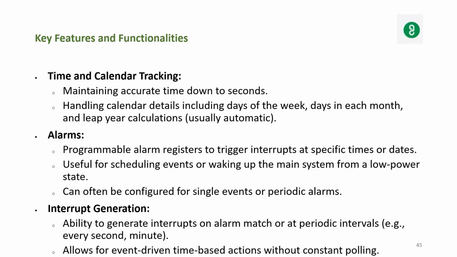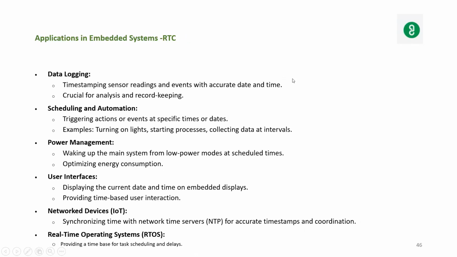Alarms: a programmable alarm register to trigger interrupts at specific times or dates. Useful for scheduling events or waking up the main system from low power states. So whenever the system is in a different state, it can be woken up using the alarm. Interrupt generator: a periodic interrupt can be generated, or on alarm match you can generate the interrupt, for event-driven, time-based actions without constant polling.